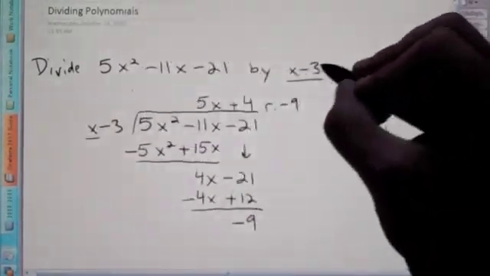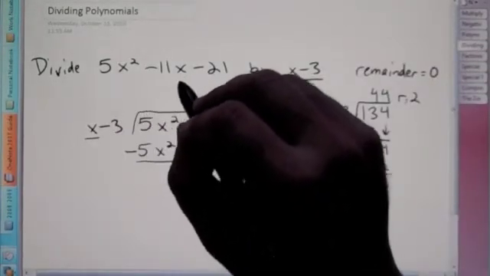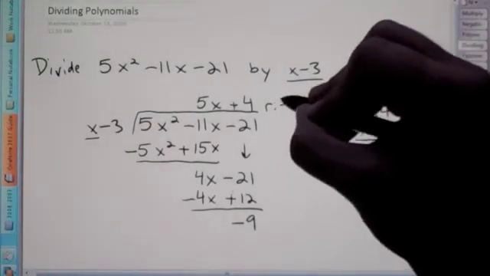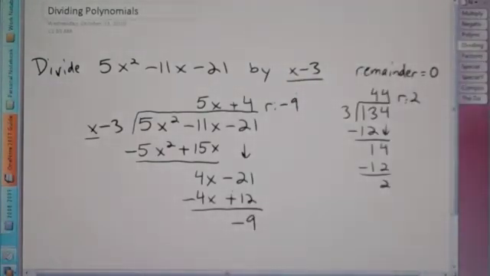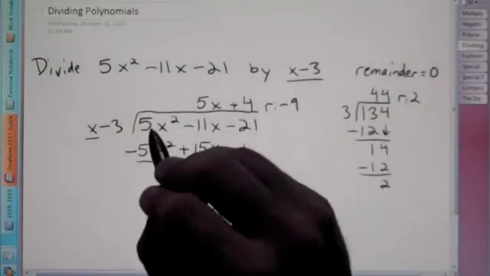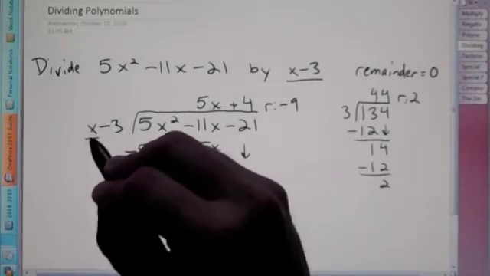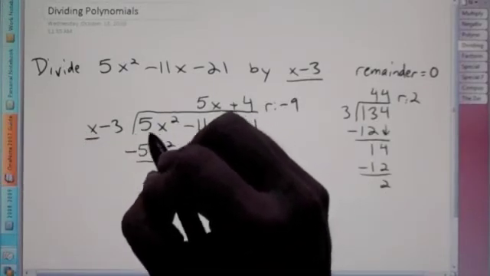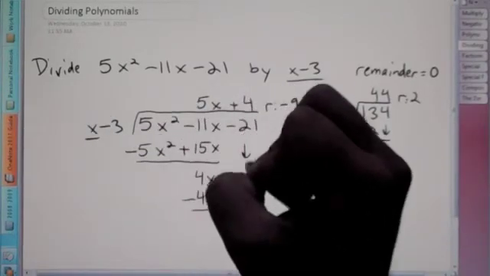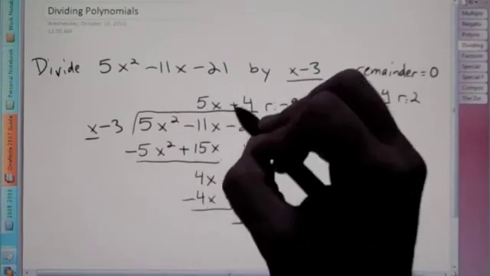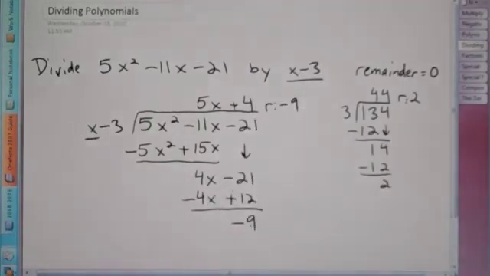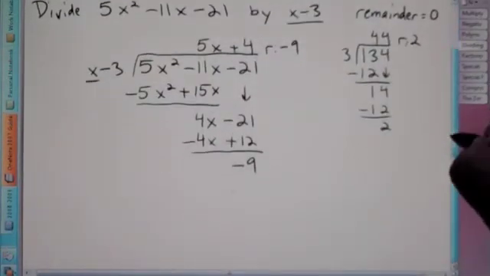So if I were to ask you, is x minus 3 a factor of 5x squared minus 11x minus 21? The answer would be no, because the remainder is not 0. So that is one type of problem that you're going to have to do. Again, the first question you ask yourself after you set it up is how do I get from x to 5x squared? What do I multiply by? I multiply by 5x. Distribute, subtract, bring down. How do I get from x to 4x? Multiply by positive 4. Distribute, subtract. We're just going to do those steps over and over.